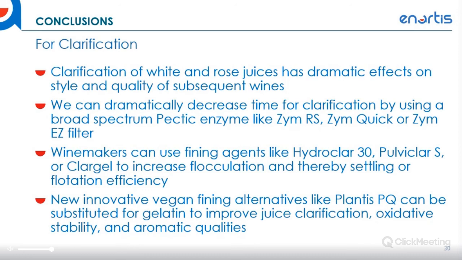Winemakers can use fining agents like Hydroclar 30, Plovoclar S, and Clargel to increase the flocculation and thereby settling or flotation efficiency. And then new innovative vegan fining agents like Plantis PQ can be substituted for gelatin to improve juice clarification, oxidative stability, and aromatic qualities.